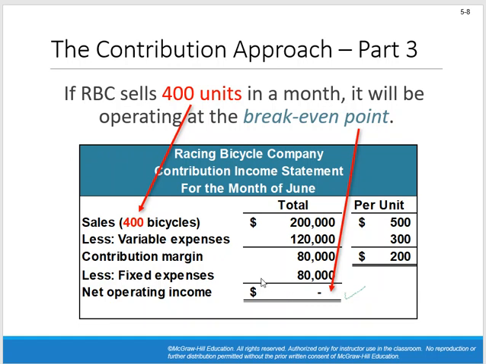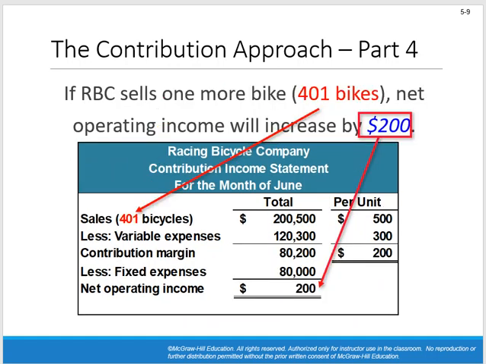So here's the thing. If we think of our profit relative to the break-even point, if I sell only 399 bikes, what's going to happen to my net operating income? My net operating income would go down by $200 per unit. If I sell only 399 bikes, then I'll be at a net operating loss of $200, so negative $200. If I sell one more bike, then my net operating income is going to go up by $200.